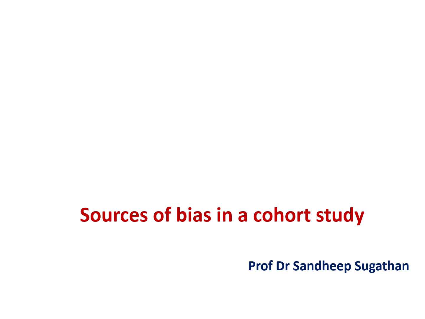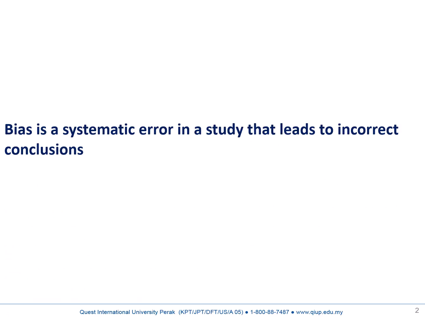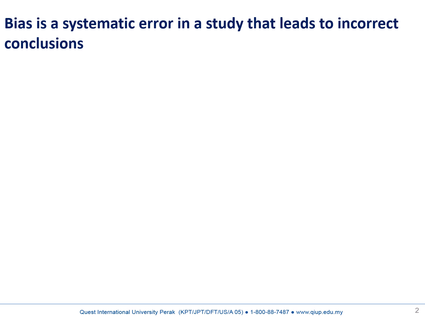Good morning, students. Now we can go through the sources of bias in a cohort study. Bias is a systematic error in a study that may lead to incorrect conclusions. In a cohort study, bias can occur at different stages.